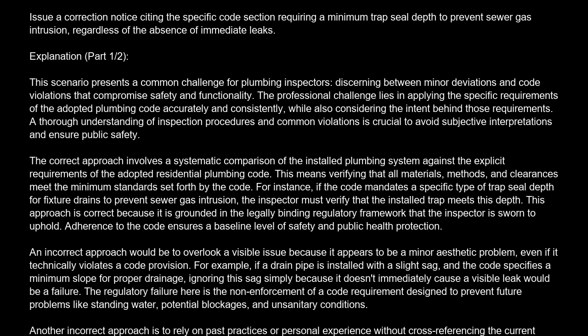For example, if a drain pipe is installed with a slight sag, and the code specifies a minimum slope for proper drainage, ignoring this sag simply because it doesn't immediately cause a visible leak would be a failure. The regulatory failure here is the non-enforcement of a code requirement designed to prevent future problems like standing water, potential blockages, and unsanitary conditions.